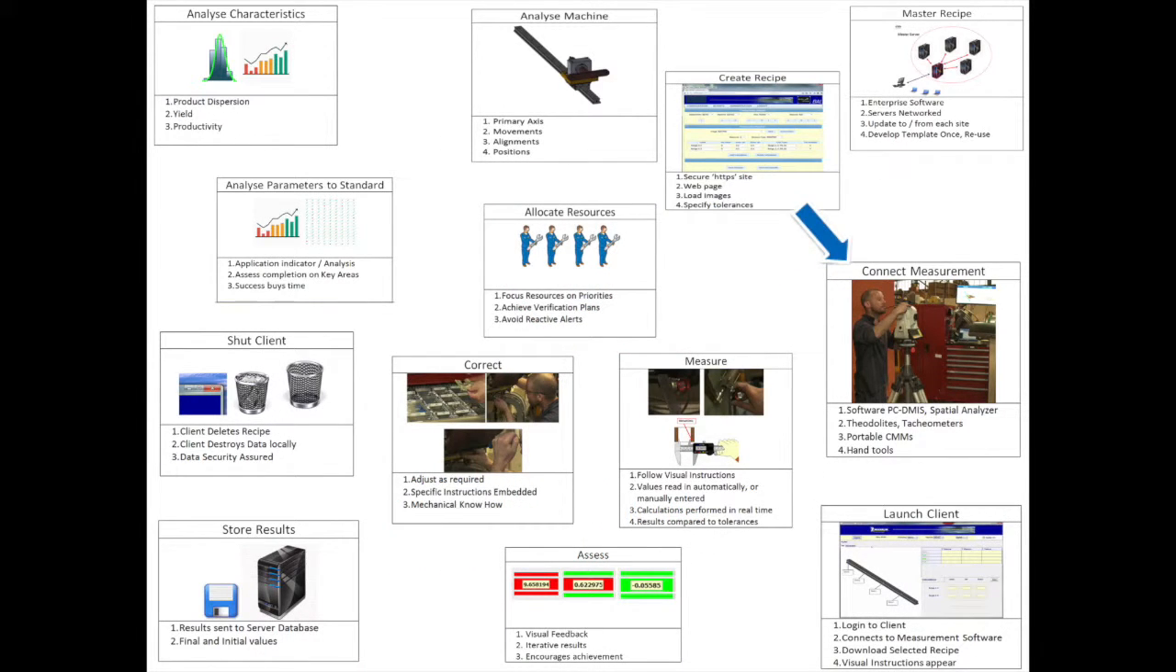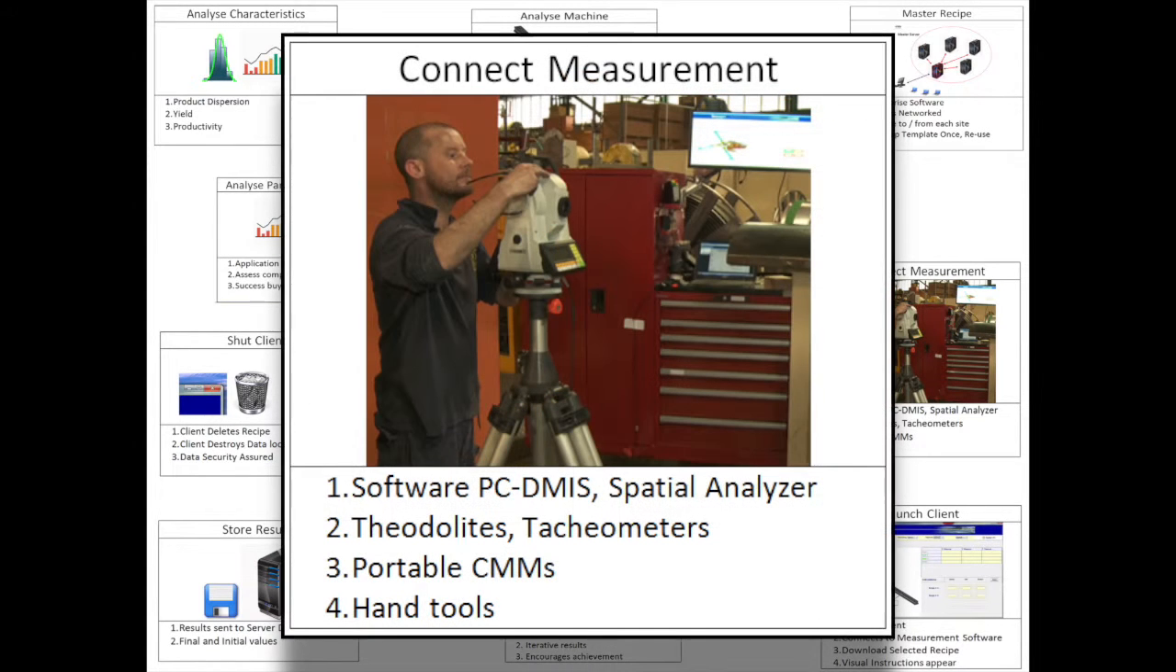Next up then, you connect your measurement device. We've mentioned earlier you use PCDMIS, Spatial Analyzer, Axis, to connect to the Meteor software. So those run in tandem with, we've trialed it with TDRA 6000s, TDA 5005s, Romer arms, various pieces of equipment, theodolites, tachometers, portable CMMs, but you can also use hand tools, and this is quite interesting.